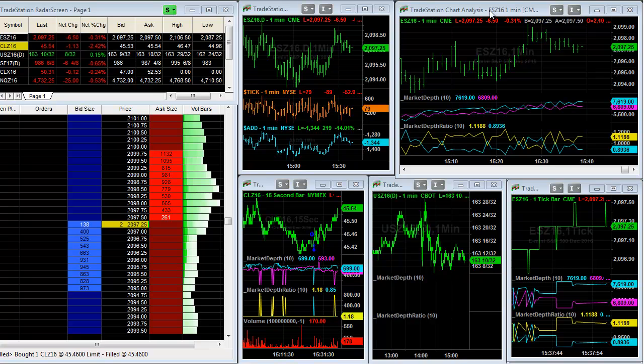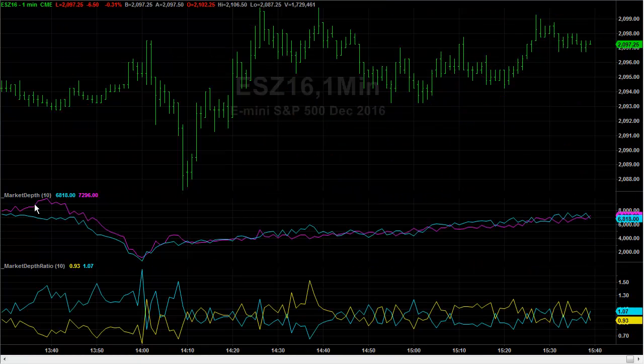And so taking another look, I do have an indicator, and what this market depth indicator does is it sums up the total of the offers and bids. And so you see the blue represents the bids, and the pink or red represents the offers. And then on this bottom one we have the ratio of bids to offers, and the blue represents the bids and the yellow represents the offers.